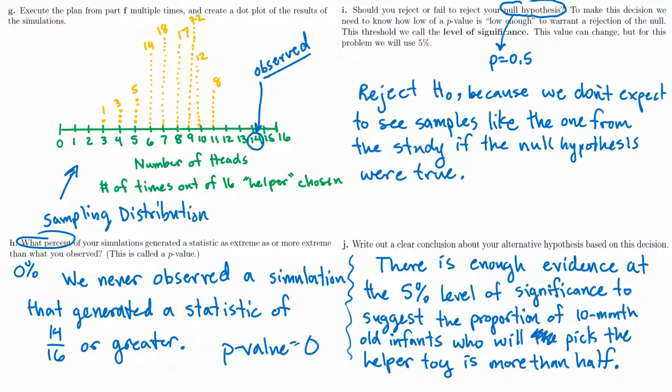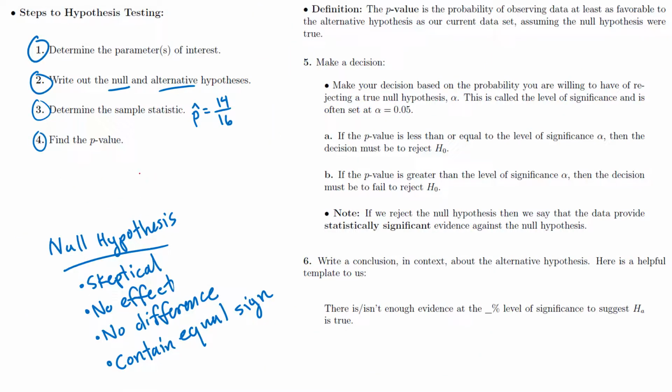So the null values are right here in the center, right? 50% is what we were assuming. So to say a sample like ours or more extreme would be to say, what proportion of the time do you get results like this? 14, 15, or 16. That's the p-value. For us, the answer was 0. Okay, and we'll look at lots of examples where it's not 0.